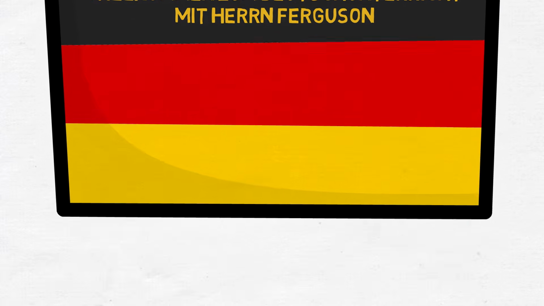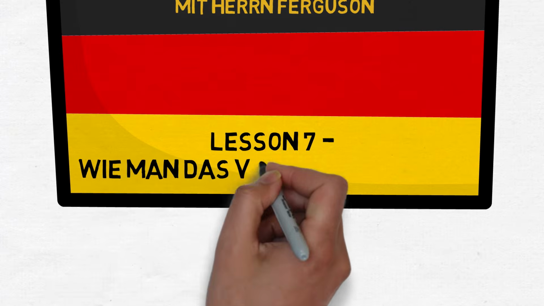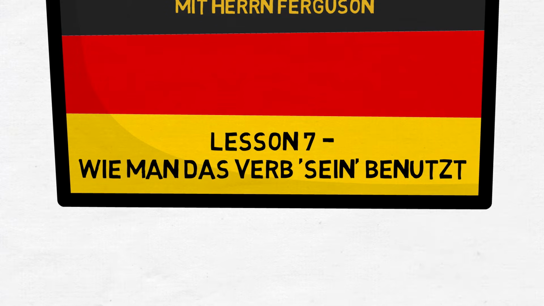Die 7. Stunde, the 7th lesson, ist wie man das Verb sein benutzt, using the verb sein, which means to be.